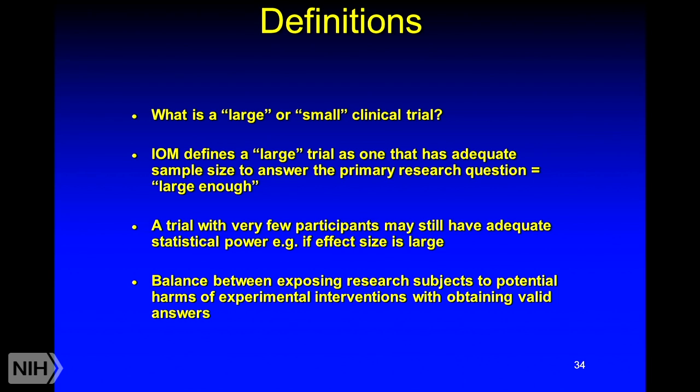On the other hand, some modern cardiology trials have had over 10,000 patients in them to be able to show any kind of effect at all because the effect is very small. So what means large is large enough to answer the question. A trial with very few participants, like that TB study, may still have adequate statistical power if the effect of the drug that you're testing is very large, like that one was where you had a 20% decrease in mortality.